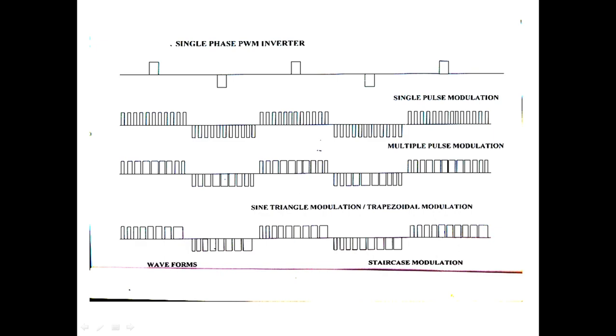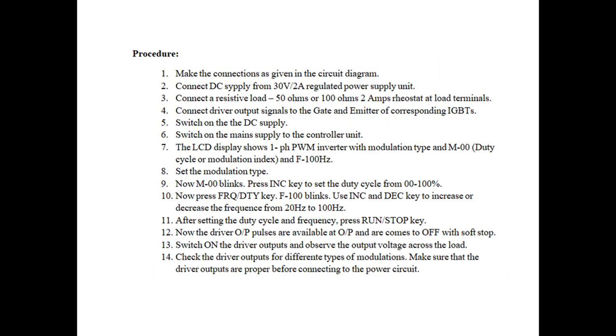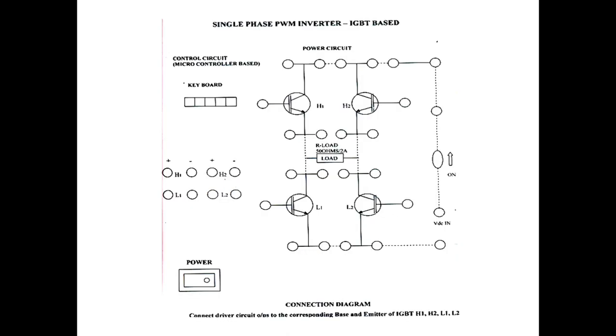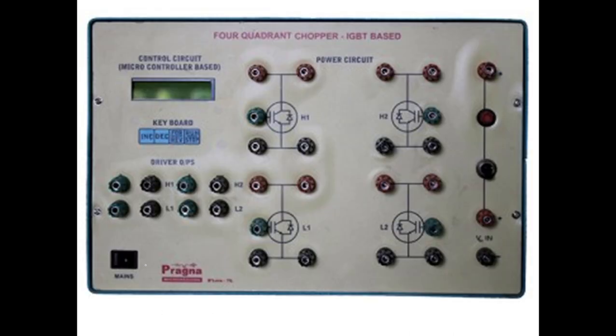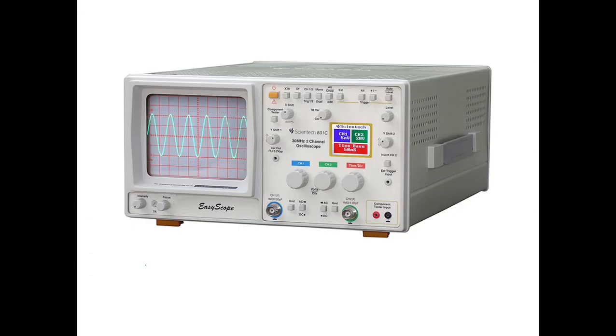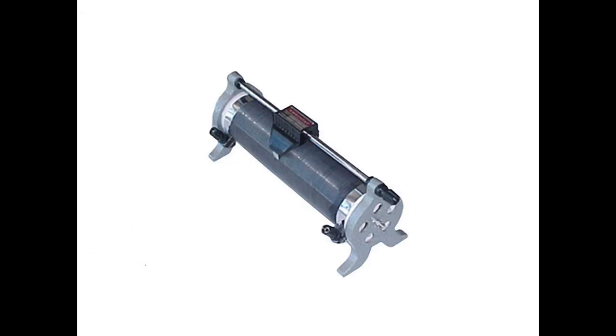Now we'll move on to the circuit. Yeah, I'll leave about the procedure. You can go through that by pausing the video. Now this is the circuit what we have for the inverter, right? So than this you'll understand in the next slide better. Yeah, this is the kit which we'll be using in the lab, and we need a CRO also, and we need a rheostat. So these are the things what we require.